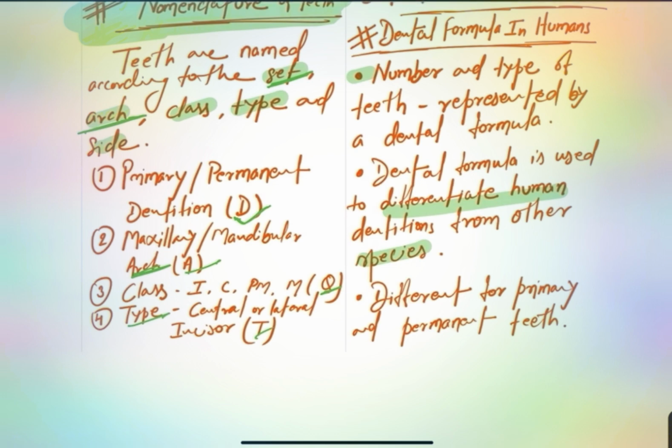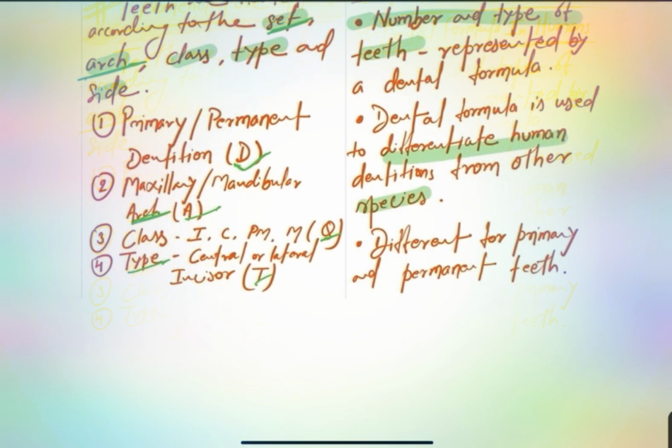Obviously, when you complete your degree, in your clinical practice you will have to name the teeth, or you will have to tell the teeth. So for this you need a dental formula. So the number and type of teeth are represented by the dental formula. Dental formula differentiates human dentition from different species, and also it is different for primary and permanent teeth. Primary and permanent teeth.